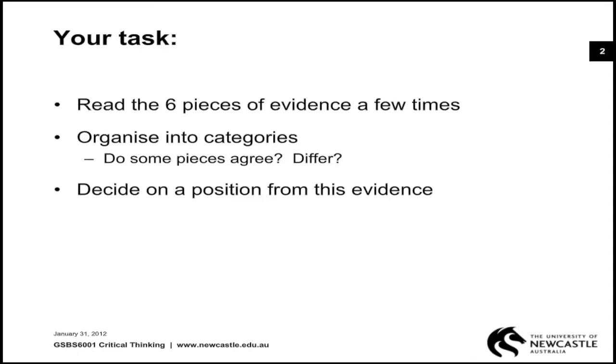In handout exercise 2, you have 6 pieces of evidence about the use of tobacco and its economic effects. Read these 6 pieces of evidence a few times and then organise them into categories. Do some pieces agree or do they differ? Which ones confirm the benefits of tobacco use and which ones argue that it is not beneficial? Decide on a position that you could take from looking at this evidence.